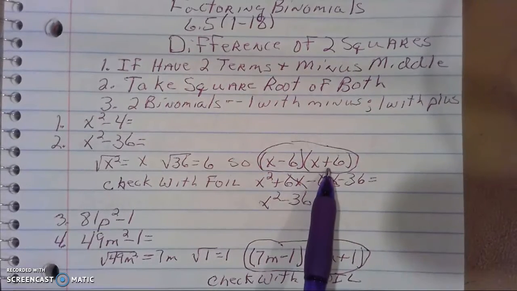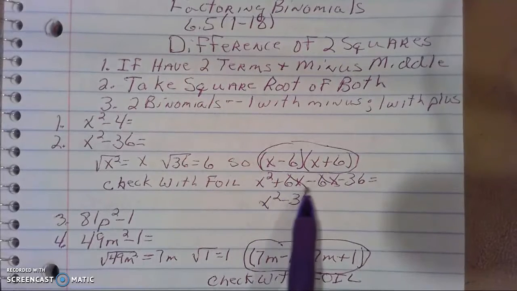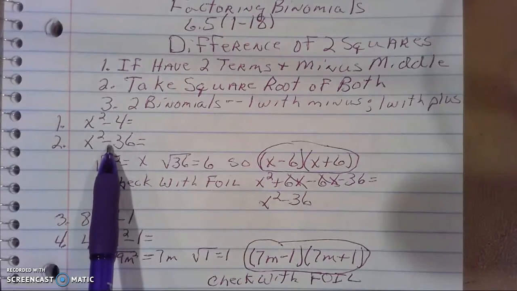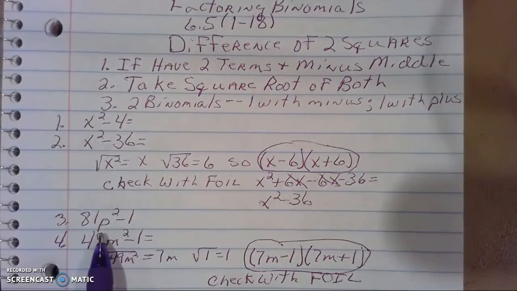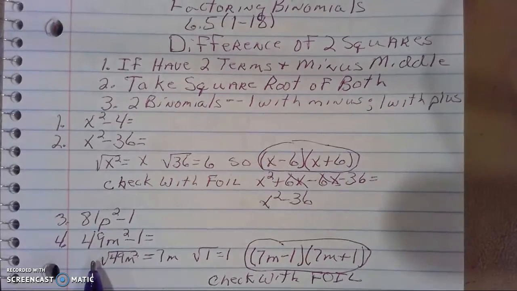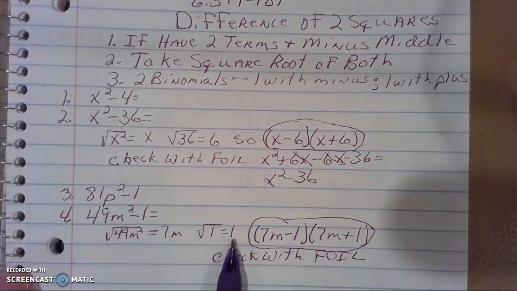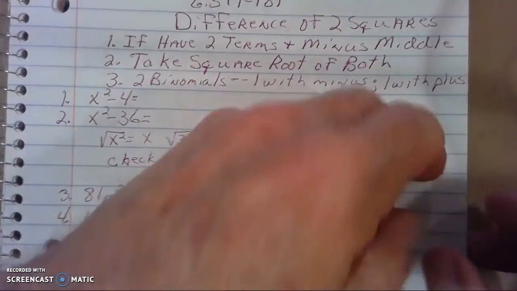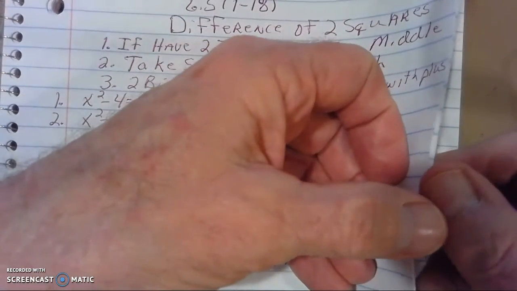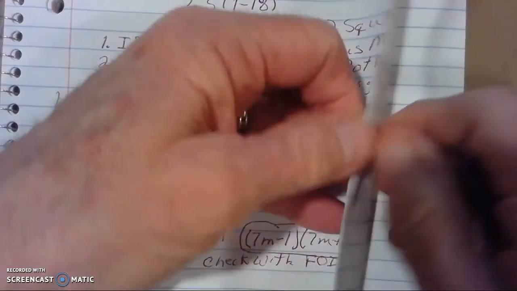Minus in one and plus in the other one, because then when we use the FOIL, the middle two terms cancel out, and we have this. Remember, there has to be a minus sign in the middle of the two terms. 81p squared minus 1, then 4. 49m squared minus 1. The square root of the first one, 7m. Square root of the second one, 1. So 7m minus 1, 7m plus 1. Same thing, has to have a minus sign in the middle.